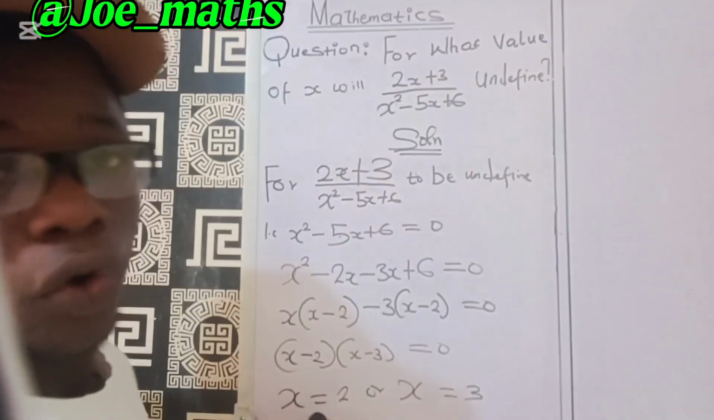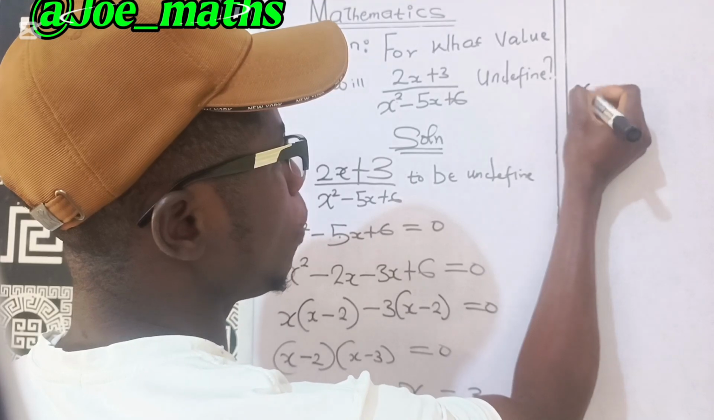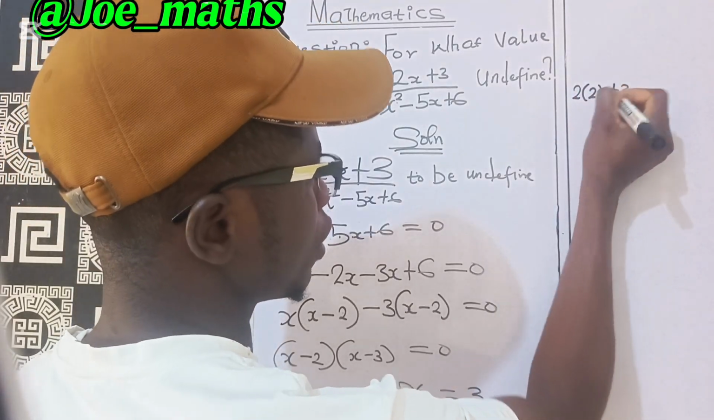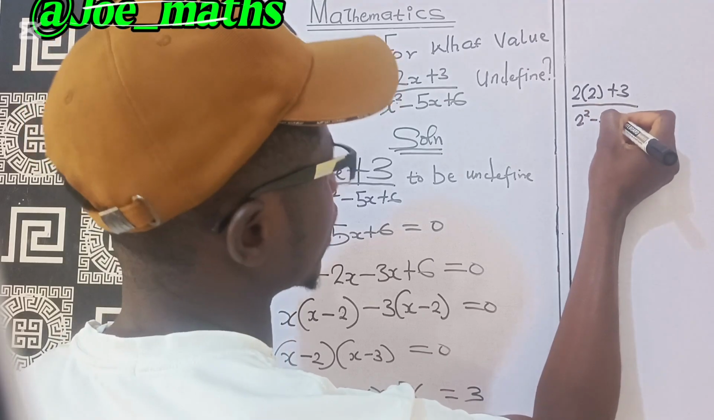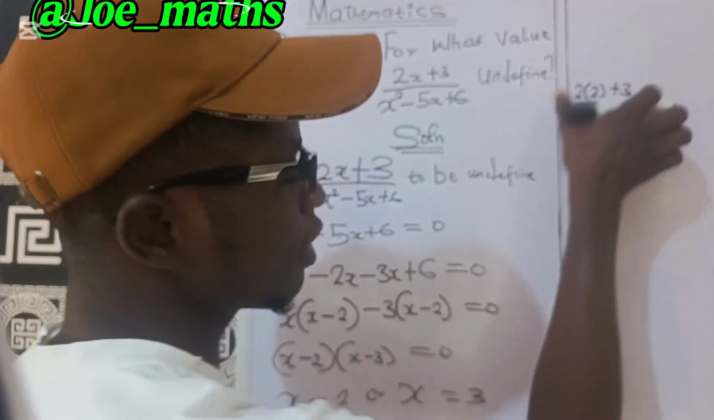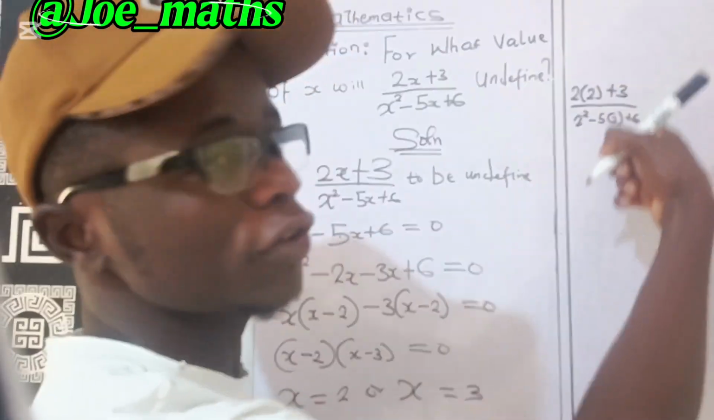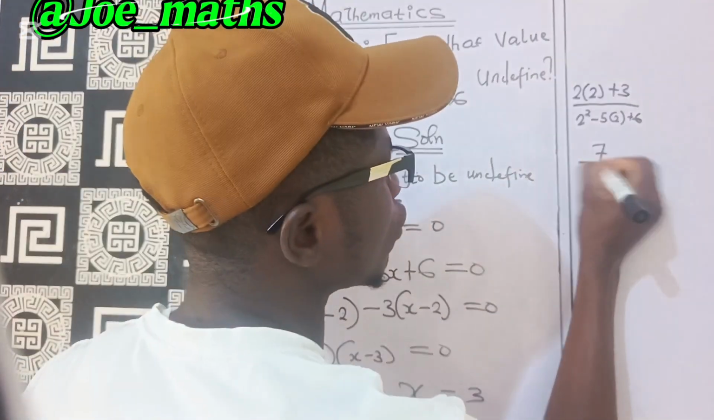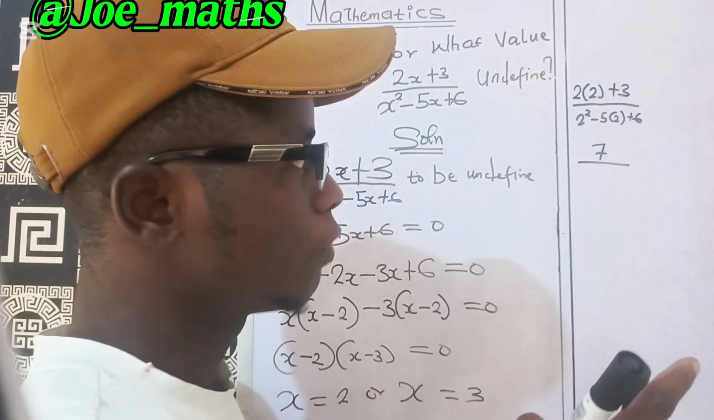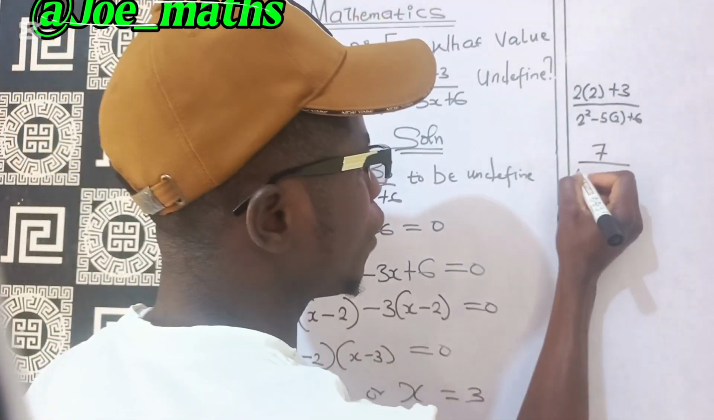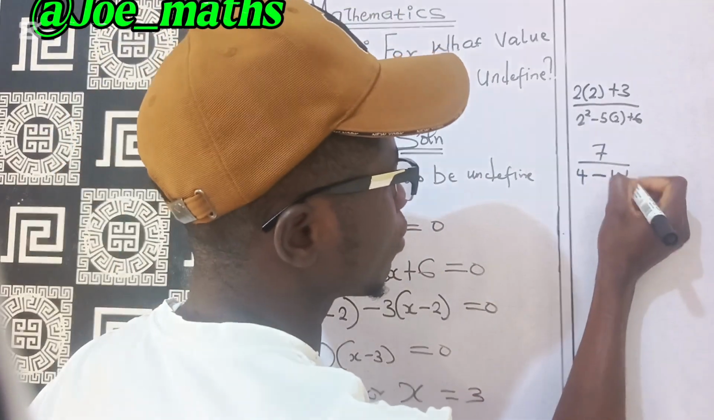If we substitute 2 into this, we will have (2(2) + 3)/(2² − 5(2) + 6). Let's break it down further. 2 times 2, we have 4. 4 plus 3 gives us 7. So let's check this side. 2 raised to the power of 2 gives us 4. Then we have 4 here, minus 5 times 2, which gives us 10, plus 6.